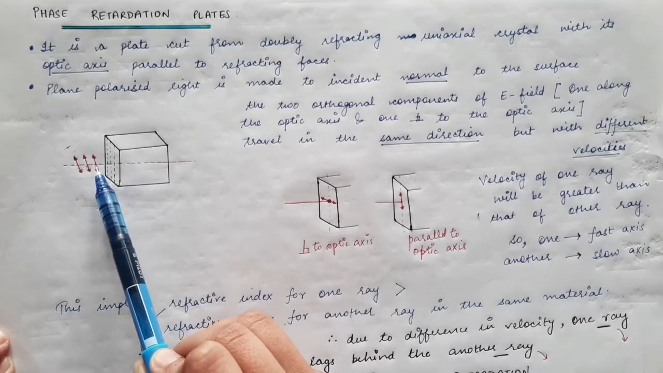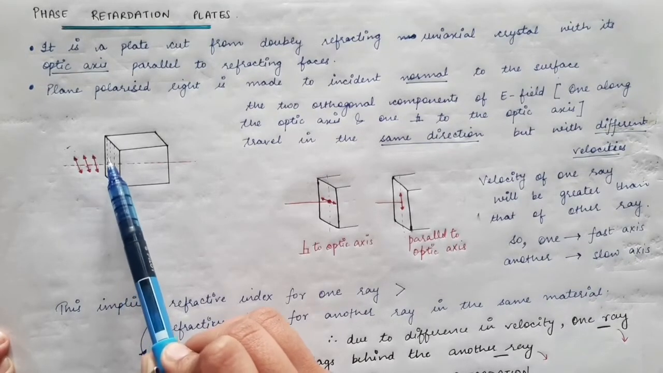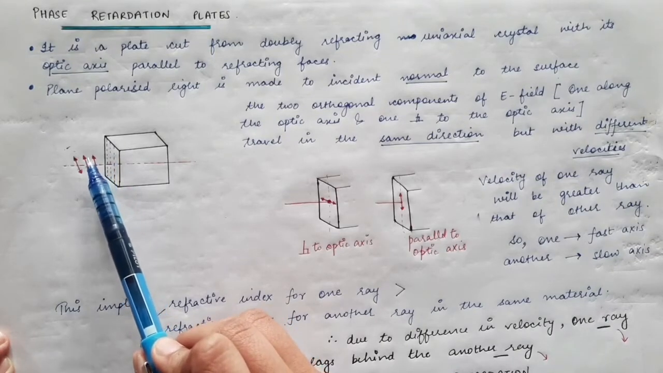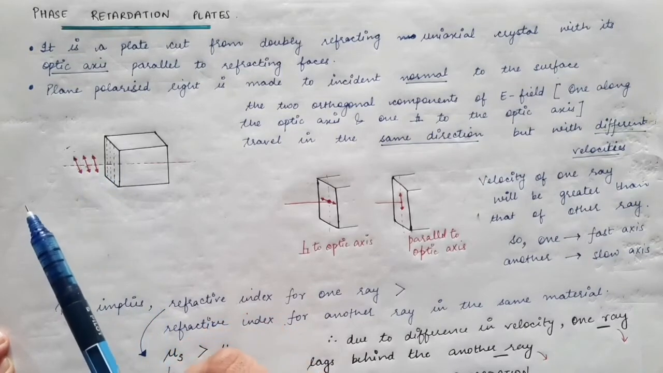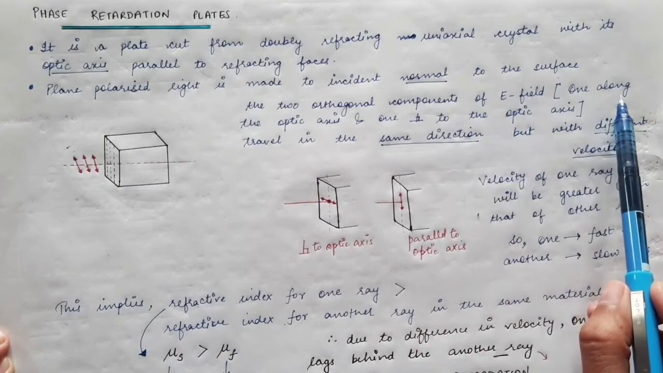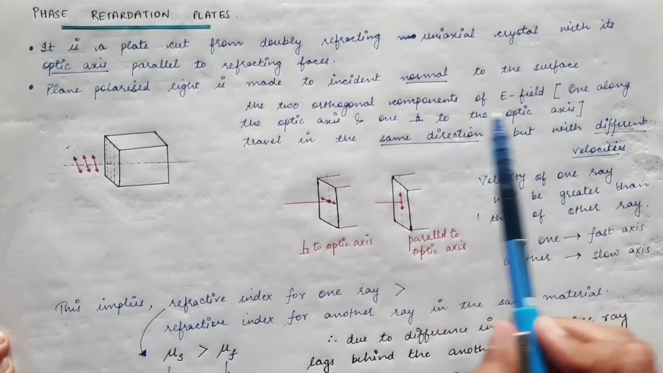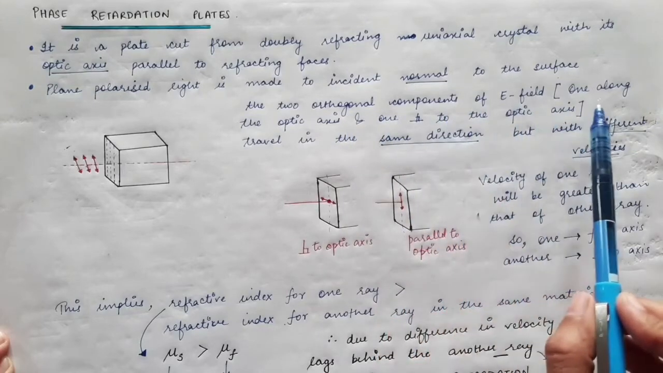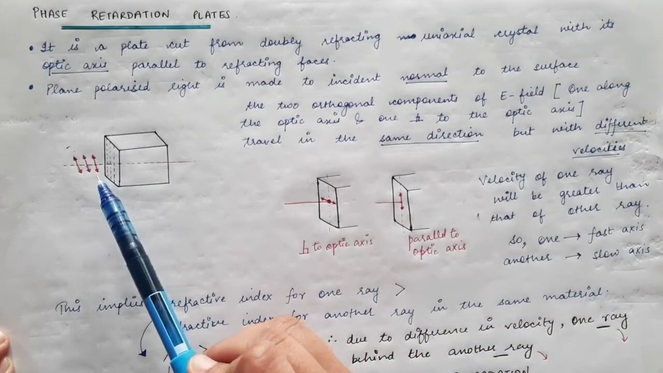Now this electric field can be divided into two parts. We can have two components of the electric field. One component will be along the optic axis, that is parallel to the optic axis, and another component of the electric field will be perpendicular to the optic axis of the crystal. So we can have two orthogonal components, one along the optic axis and another perpendicular to the optic axis.